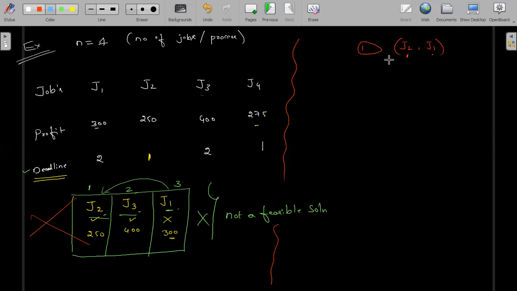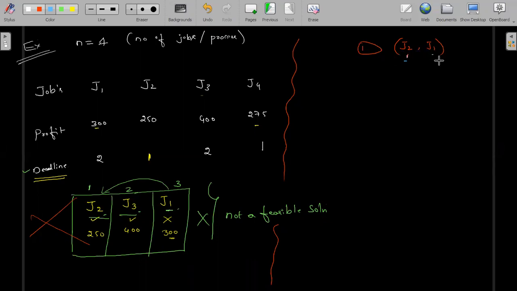Okay, because J2 is saying very clearly, I have only 1 month to finish. First month only I need to finish my job. So that is the reason why J2 will get the sequence at the first. This is the reason for job sequencing. J2 should come first, not J1. Even J1 also can come.